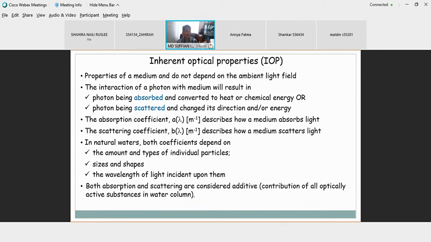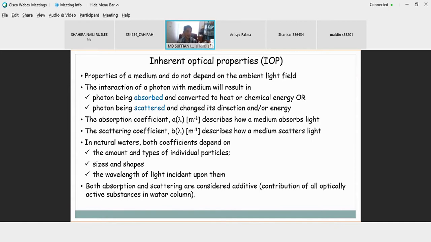Kalau coefficient dia tinggi, bermaksud bahawa dia mampu untuk absorb lebih banyak cahaya. And the scattering coefficient describes how a medium scatters light. Kalau lebih tinggi, bermaksud dia akan scatter lebih banyak light. The efficiency of particles or objects to scatter light, kita tulis sebagai the scattering coefficient. And in natural waters, both the absorption coefficient and scattering coefficient depend on the amount and types of particle.